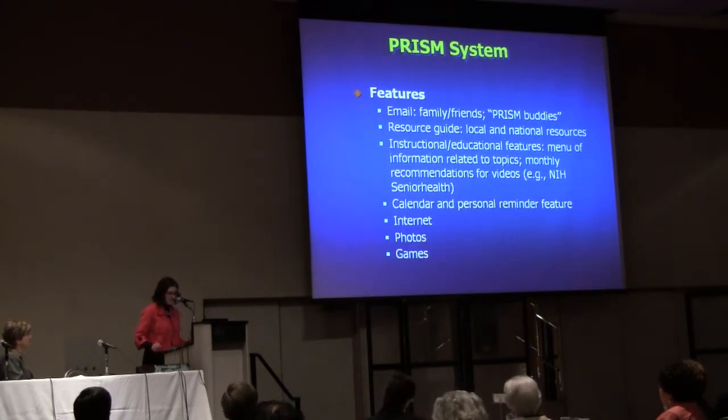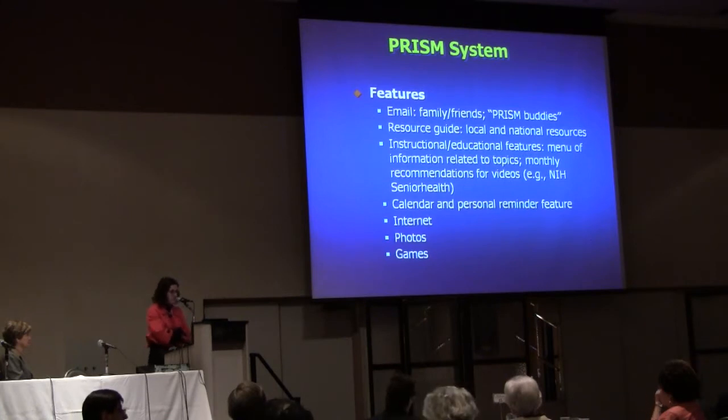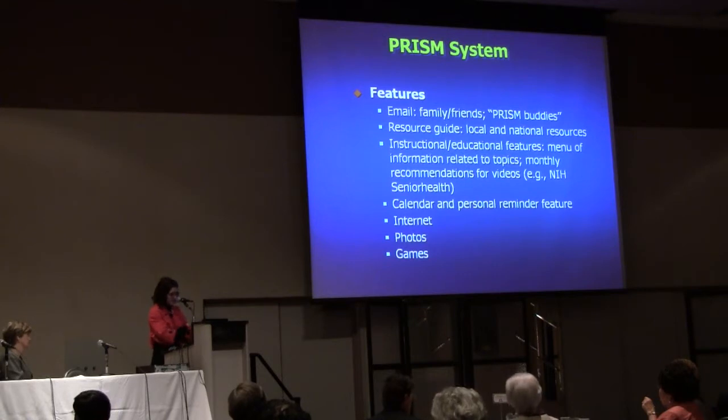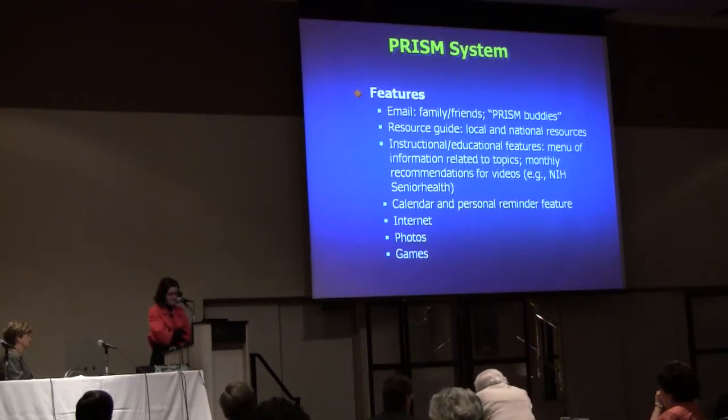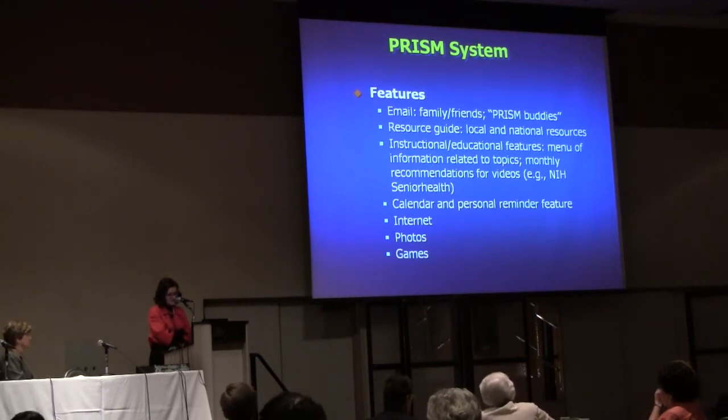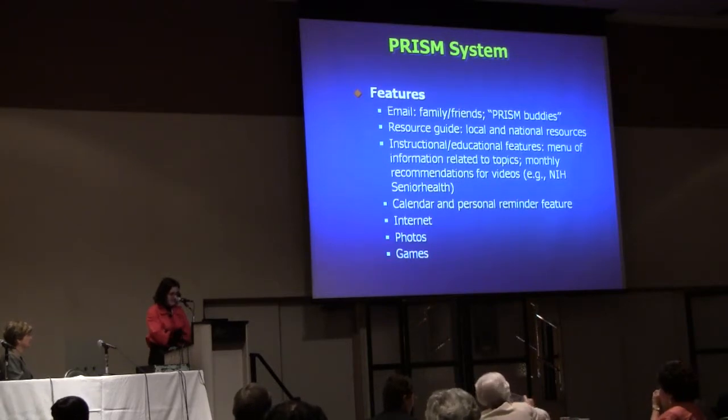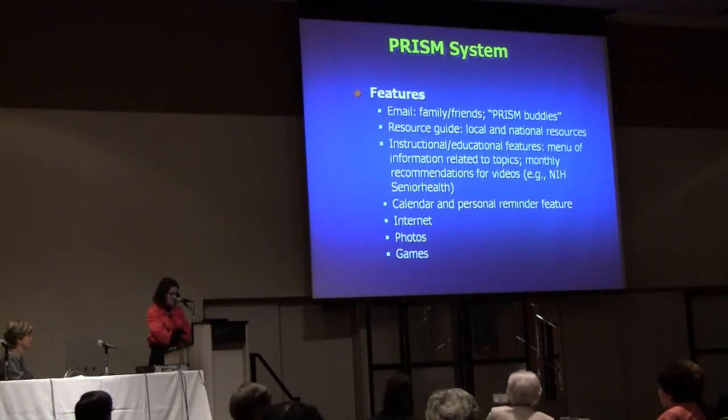These are the features in both versions of the system, the manual version and the computer version. There's email, where they can email family, friends, or we've created PRISM buddies. Obviously email's not in the manual version. They can meet new people online. There's a resource guide. There's an instructional educational feature. Every month they get a different topic that comes with videos and written information on other websites.